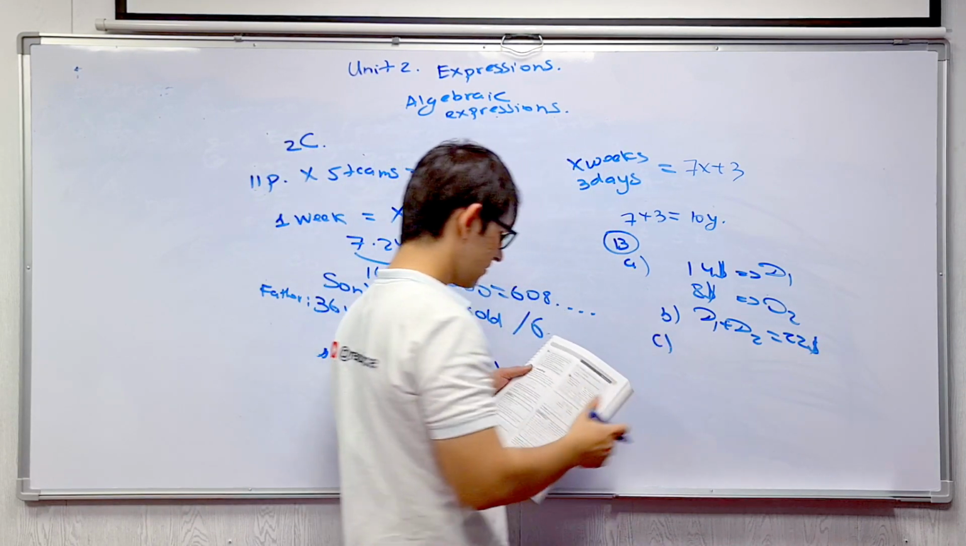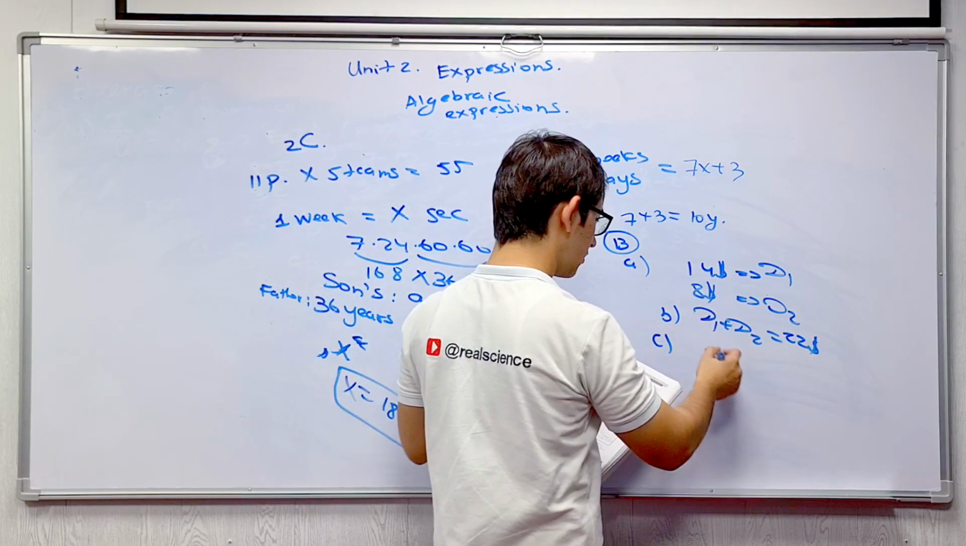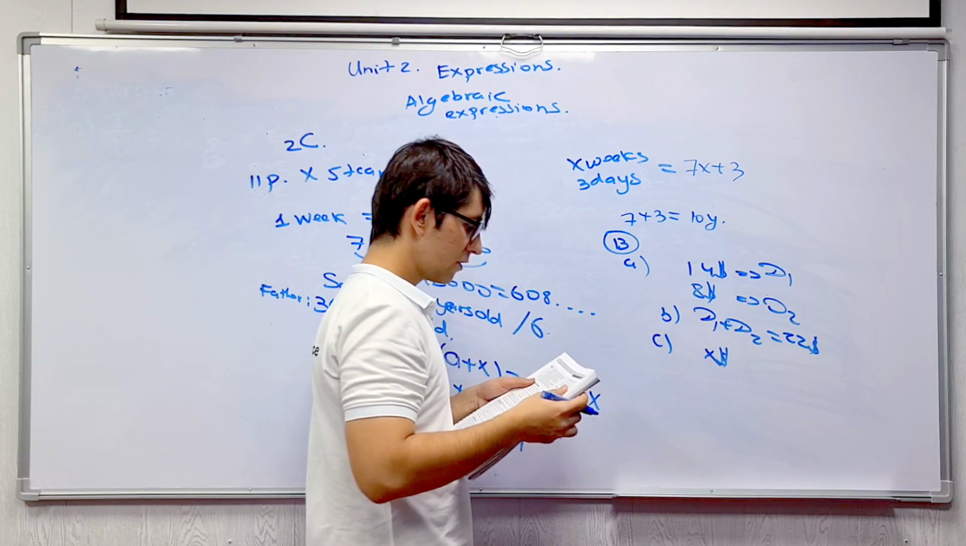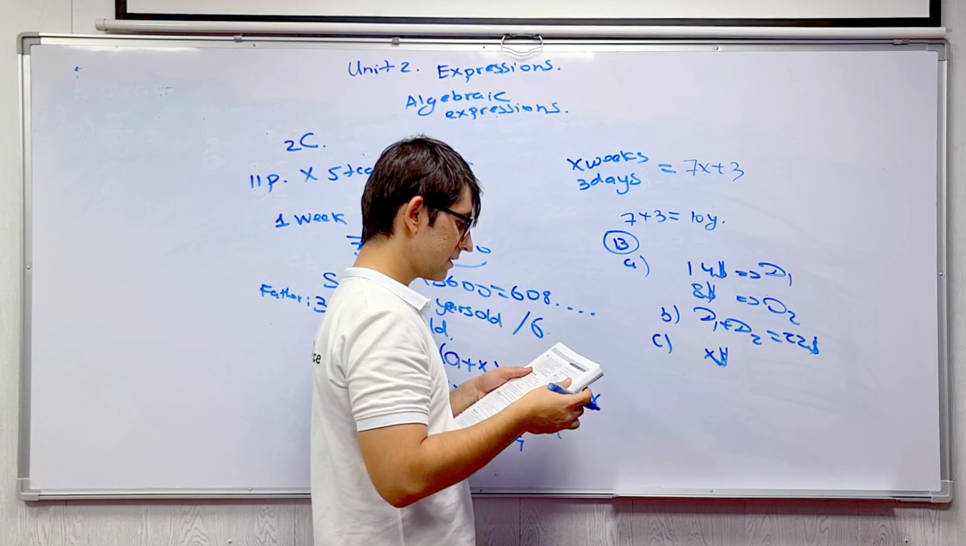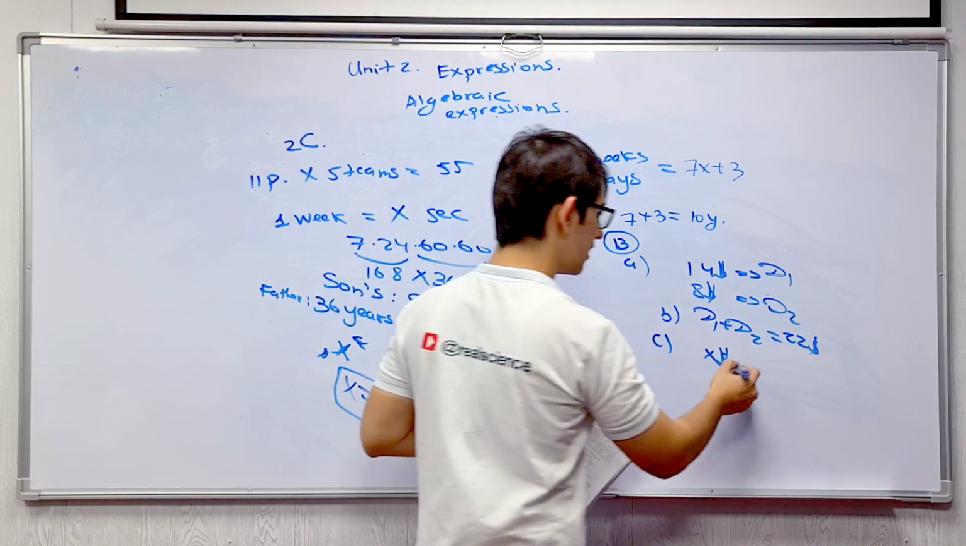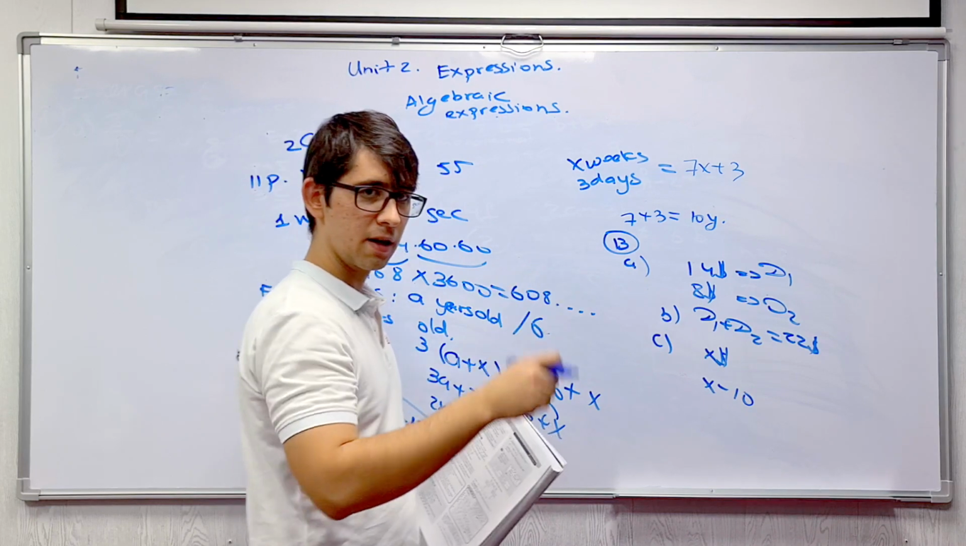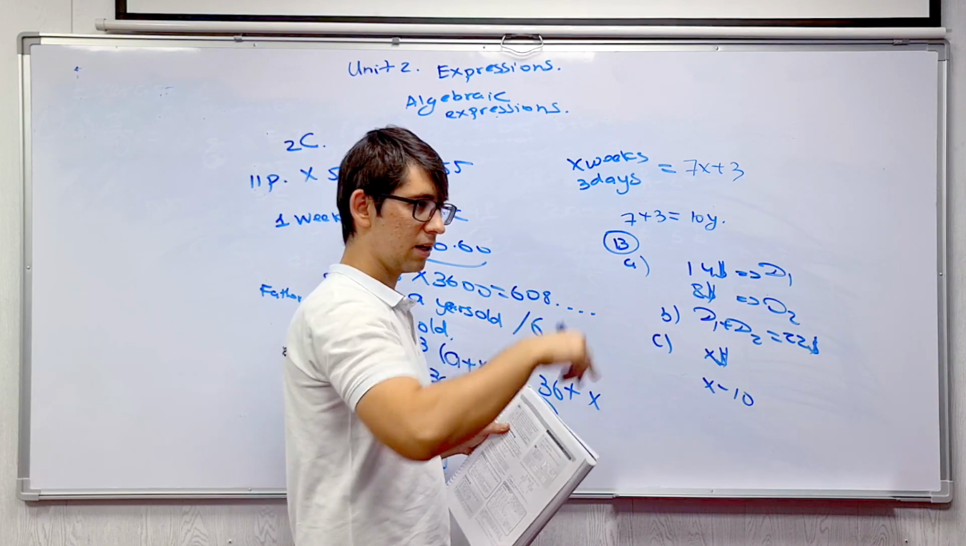Part C. Lan, the third person, has x dollars. Tom has $10 less than Lan. How many dollars has Tom? x minus 10, right? $10 less, you just subtract it. $10 more, you add it.